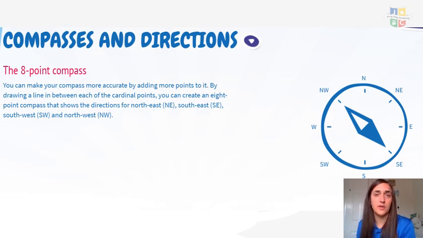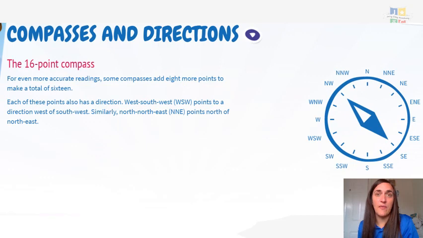It's important to note that those points go exactly midway between the 2 cardinal points that were on the 4-point compass. Okay, so for even more accurate readings, some compasses add 8 more points to them so that they end up with 16 points on their compass. Each of these points also has a direction, and we're going to have a look a little bit more closely at that now.